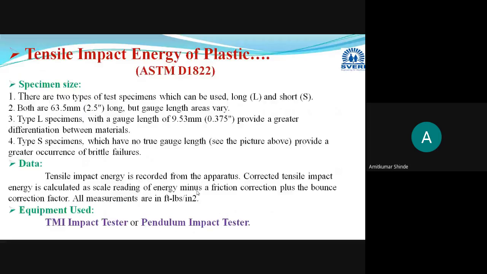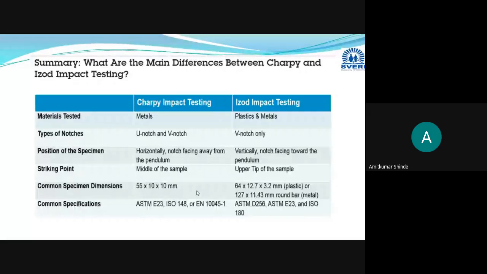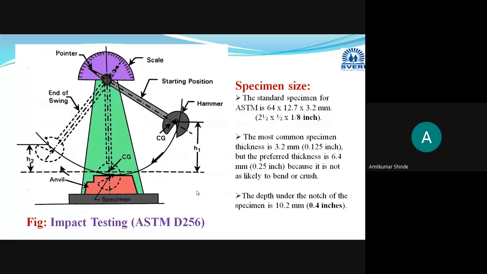So I will start with impact testing. In the previous session, I had not mentioned the specimen size used for conducting the impact testing of the plastic material. This is the schematic arrangement for conducting the impact testing. We have already discussed this, so I will repeat it in short. This will be your support, and this will be the anvil. On this anvil only, you are going to place the specimen. You have to prepare this specimen and place it here on the anvil.